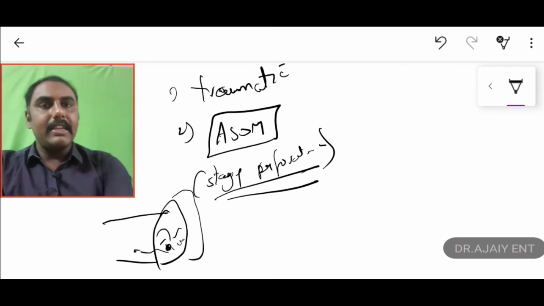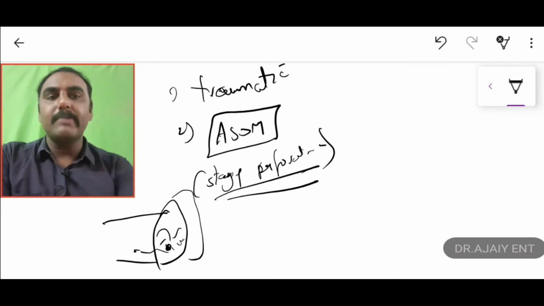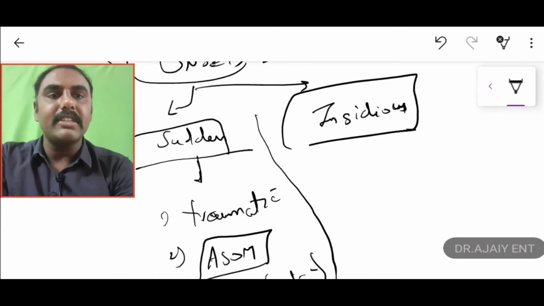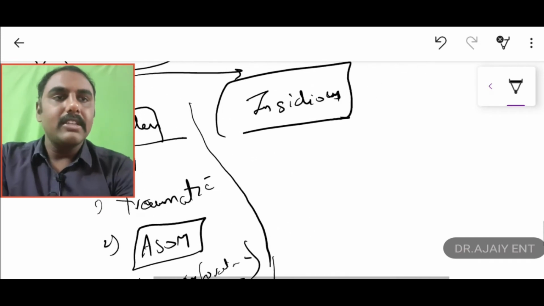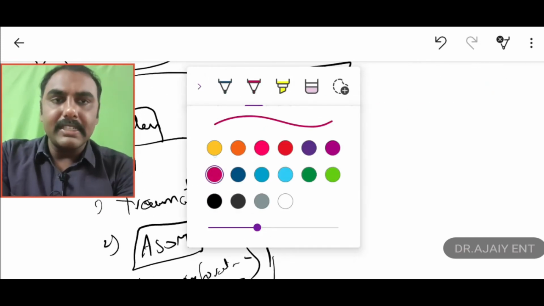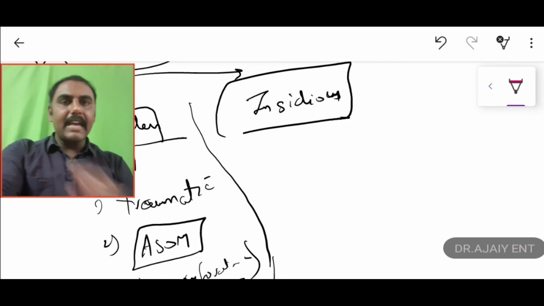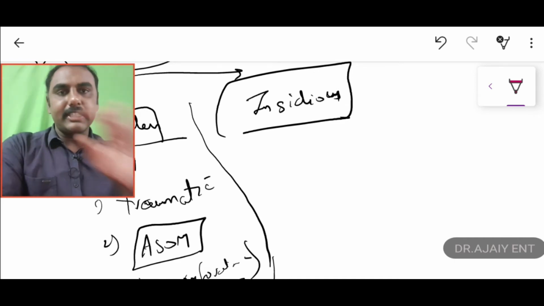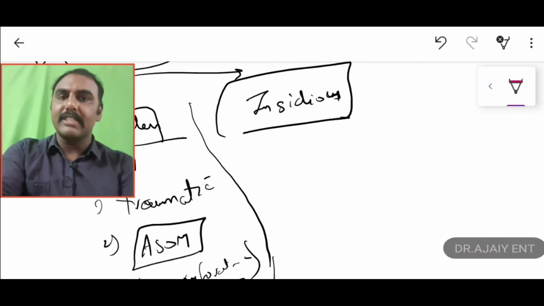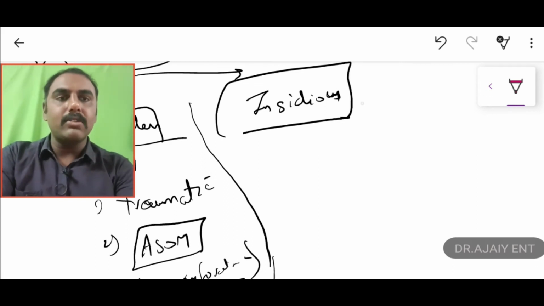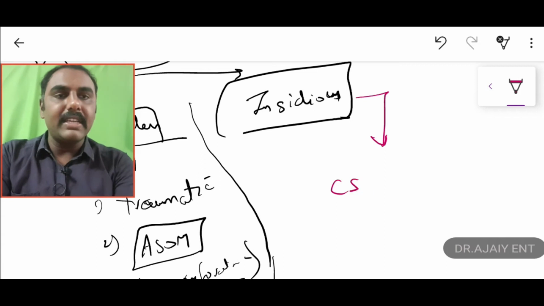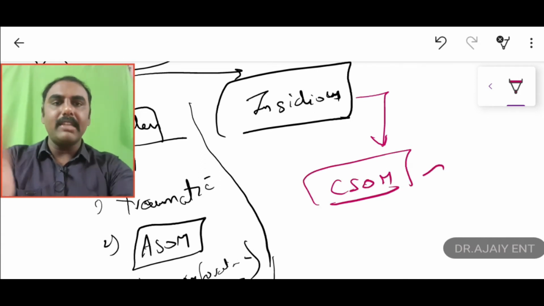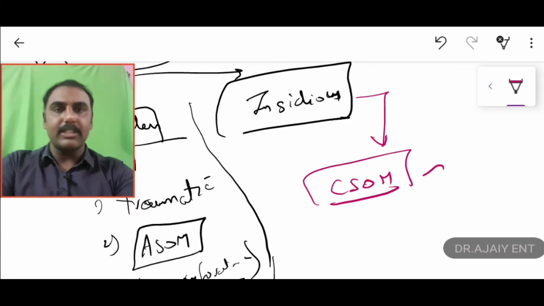So either it could be ASOM or a traumatic condition, there can be a sudden onset of ear discharge, right? Insidious onset is when it is there continuously for some weeks, months or years. It is a slow and gradual onset, it is not recovering properly. So obviously, if you get a CSOM case in the exam, it will be of an insidious onset rather than a sudden onset.